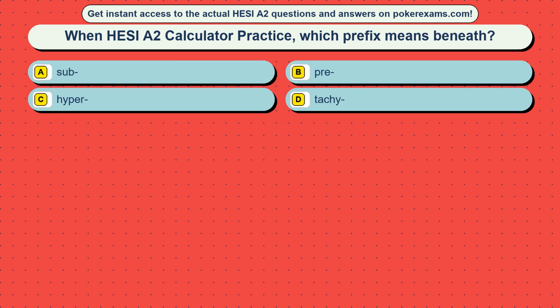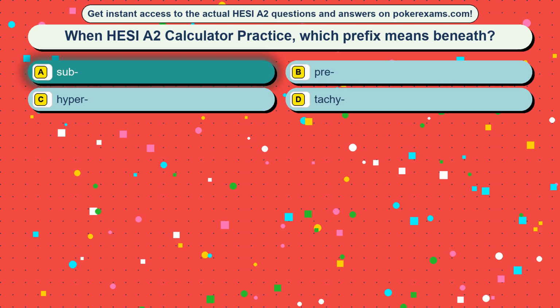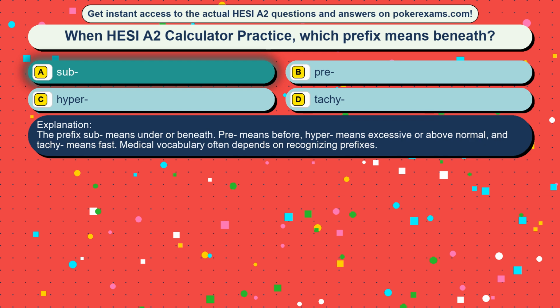Question 9. When HESI A2 Calculator Practice, which prefix means beneath? Option A sub, option B pre, option C hyper, option D tachy. The correct answer is option A, sub. The prefix sub means under or beneath. Pre means before, hyper means excessive or above normal, and tachy means fast. Medical vocabulary often depends on recognizing prefixes.